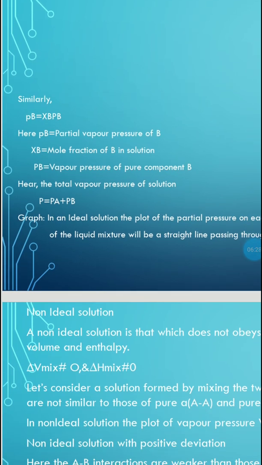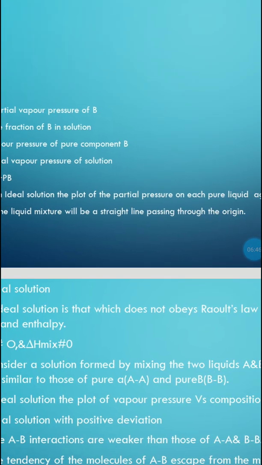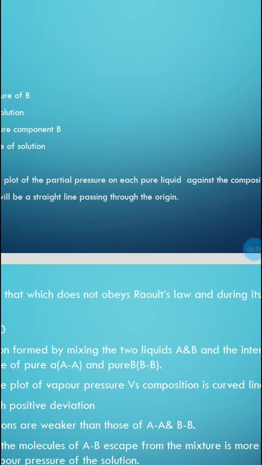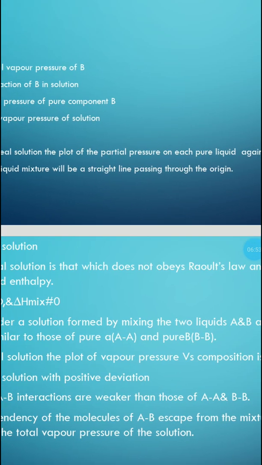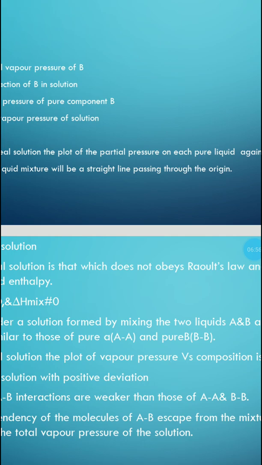And according to Dalton's partial pressure law, the total vapor pressure of the solution is always equal to the sum of the partial pressures of the components, so here P is equal to PA plus PB. And if you draw a graph between the partial pressure of each component and the composition of the liquid mixture, it will be a straight line passing through the origin. I already explained this in the classroom. Please see your notes.